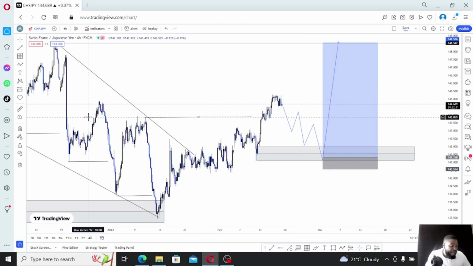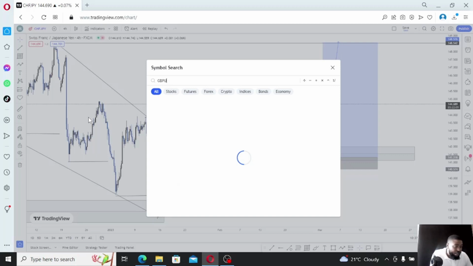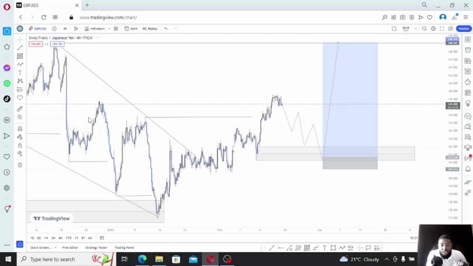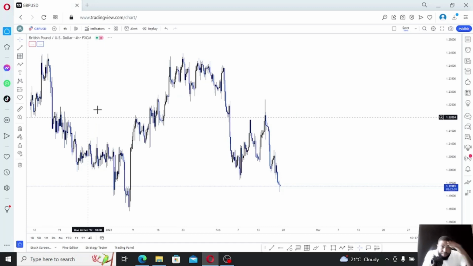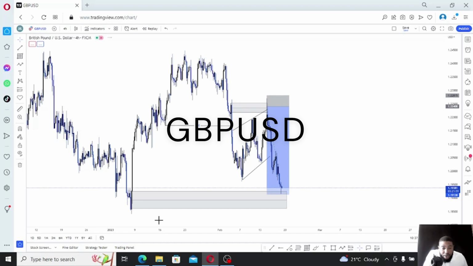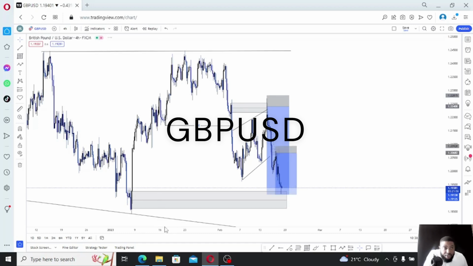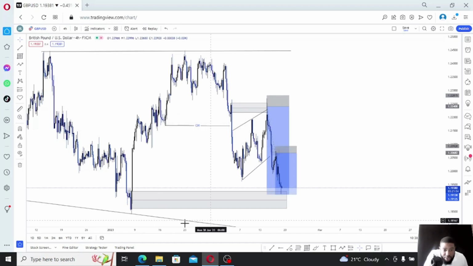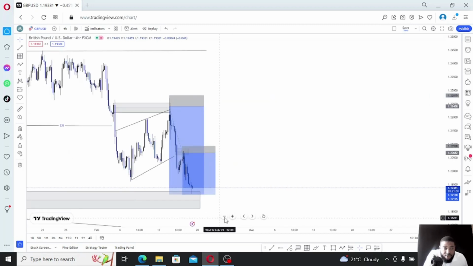I'm going to go ahead and look at GBPUSD. GBPUSD is one of my favorites going into the coming week. Okay, let me just quickly explain. I took a trade on GBPUSD. I just want to take you guys through that. I took 2 trades before I started analyzing. I just want to take you guys through what's been happening.